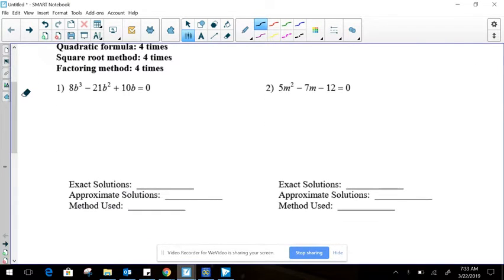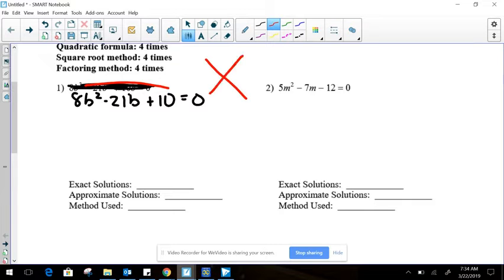Okay, so for number 1, I want you to rewrite it here real quick. So let's rewrite it. 8b squared minus 21b plus 10 equals 0. We'll just go ahead and cross off the original problem. Okay, so first thing I'm going to do is multiply first times last. So I have 8 times 10, so 80b squared and negative 21b. Okay, we need to find something that multiplies to 80 but adds up to negative 21.